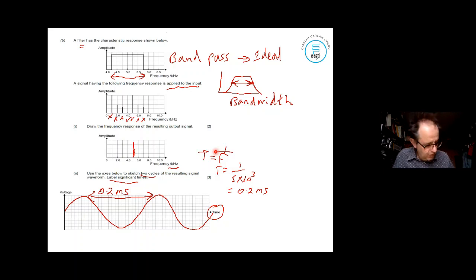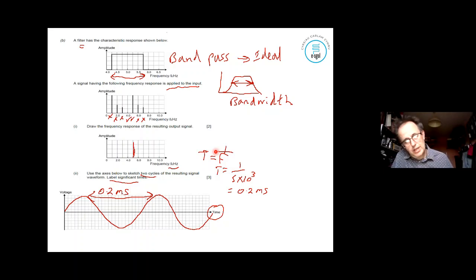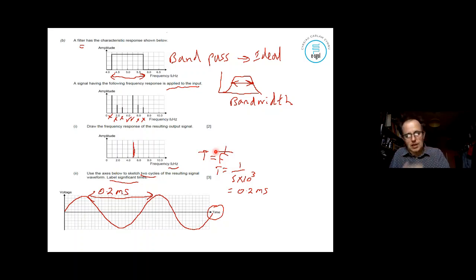Just being able to identify what is going into it, what you're going to get out. Okay, and that's a frequency response one, is when you have those lines poking up. Okay.